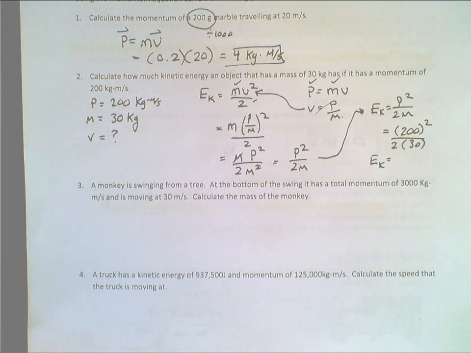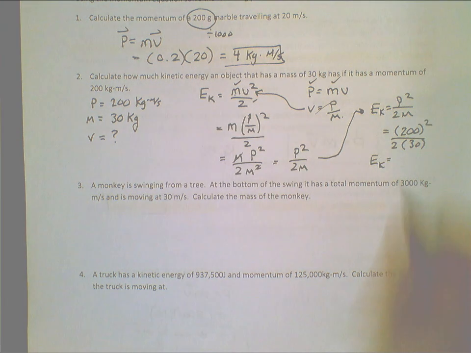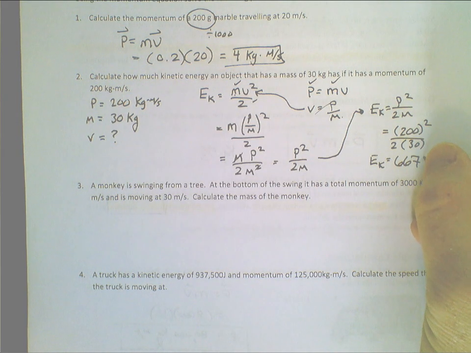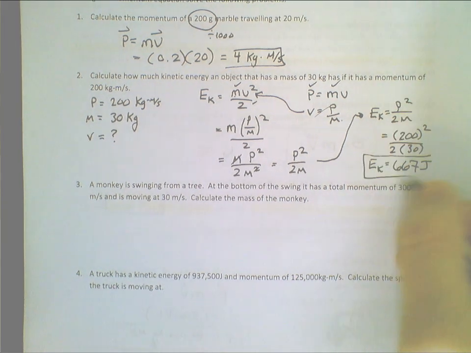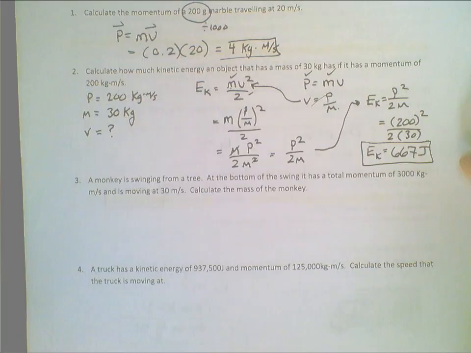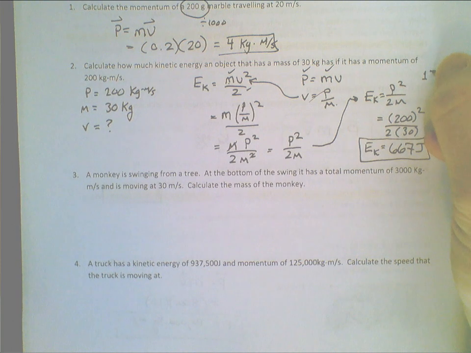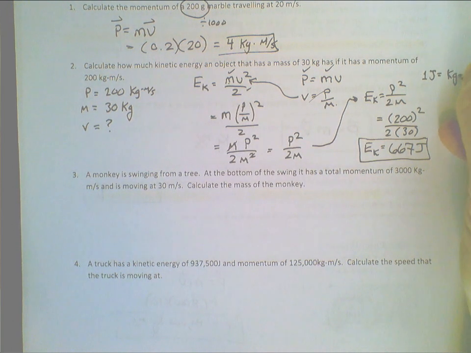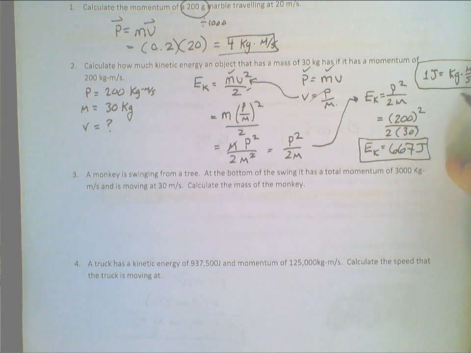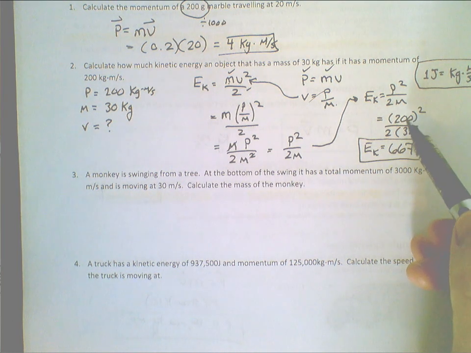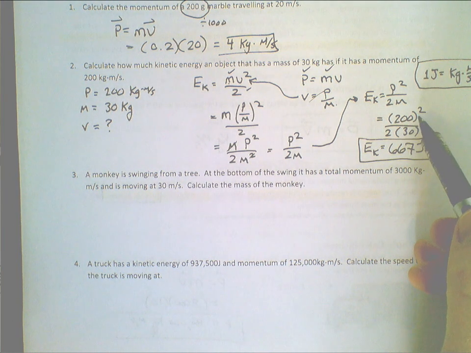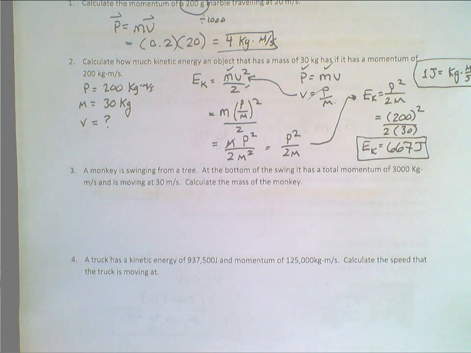Now, just go 200 squared divided by 2 divided by 30. That is 667 joules of energy. Now remember, 1 joule is a kilogram meter squared per second squared. Okay? And that's basically where we got that unit from, because the top is kilograms squared, meters squared over second squared, and then divided by the kilograms. Okay? Let's try another one.